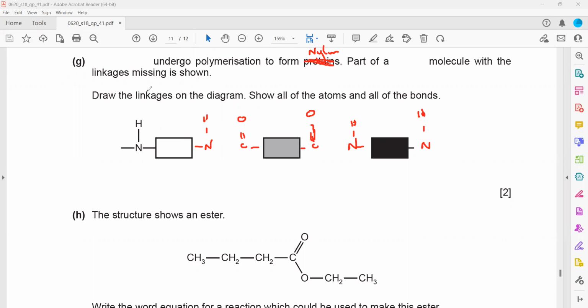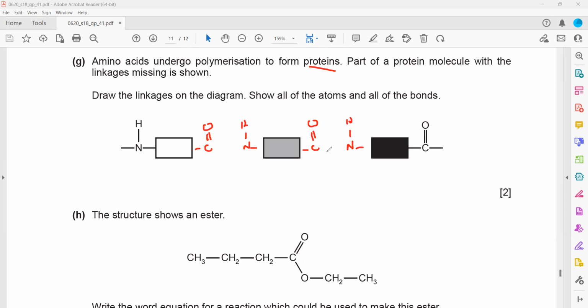But in a protein, one side is amine, one side is acid, and we just link them together. They will also have an amide or a peptide linkage. According to the question, because it is a protein, one side is an amine group and the other side a carboxylic acid, and we just link them together to form an amide or peptide linkage.